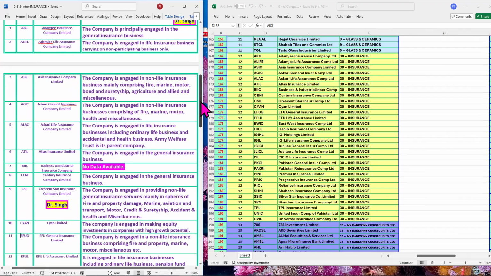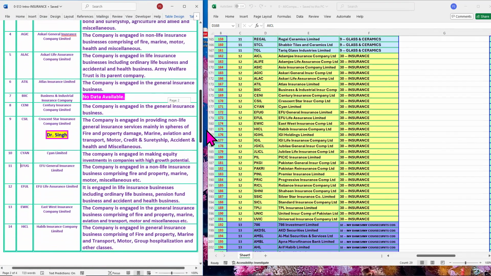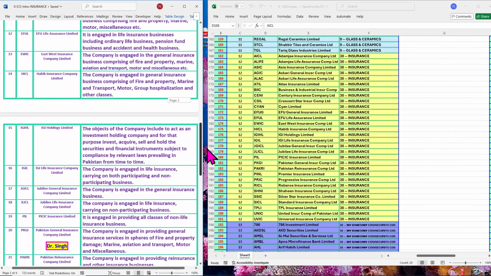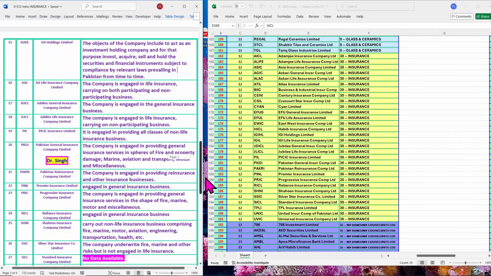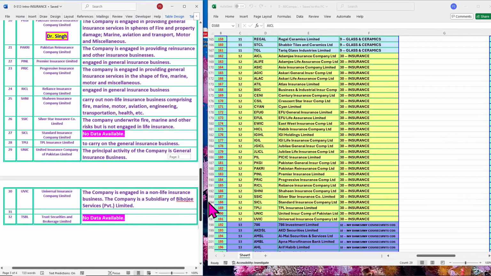Okay, let's see now from company number 12 onward. We have seen the 11. Here is the 12 onward up to company number 20, up to here. You should read. We move on to the next one, 21 through 32. 32 companies.